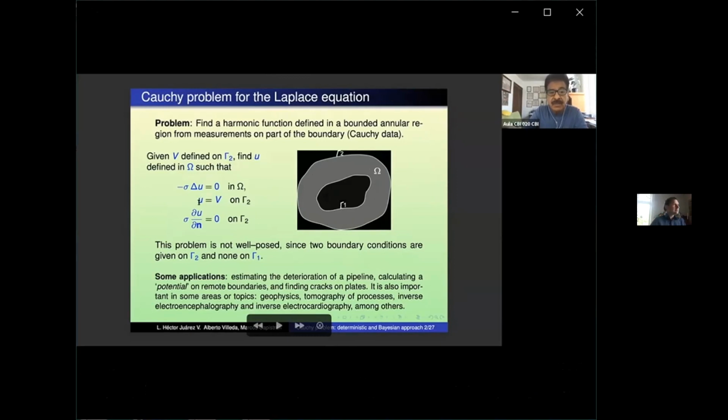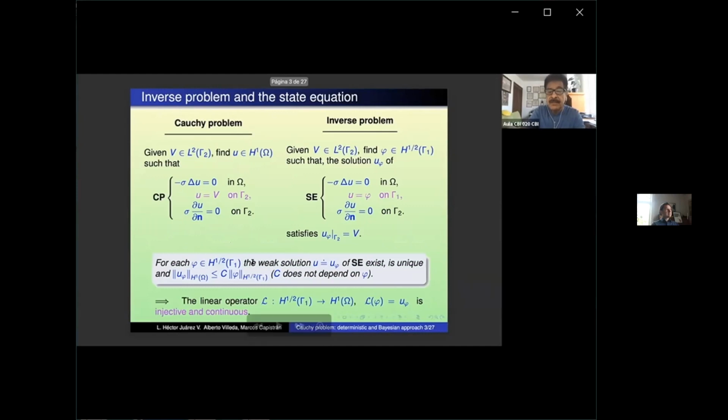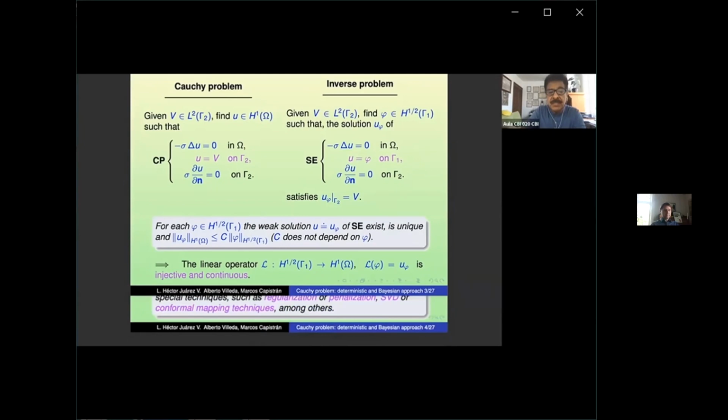So in order to solve it, we define this auxiliary problem here on the right-hand side, in which for each function phi defined on the inner boundary, there is a unique solution of the state equation with a well-defined trace on the outer boundary. This relation defines a linear injective and compact operator K, which gives the forward map. So our problem in operational form is given by relation 2.